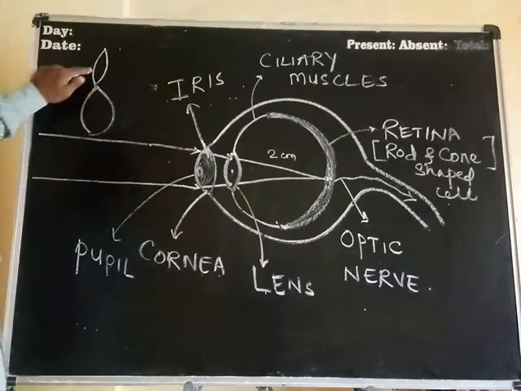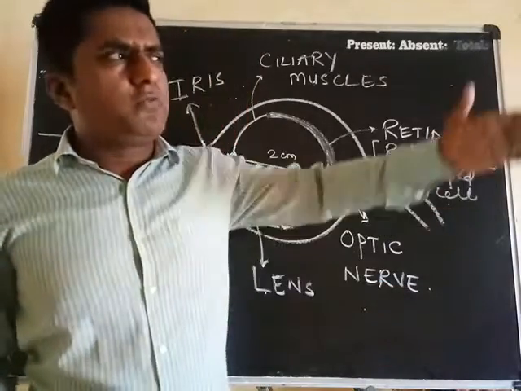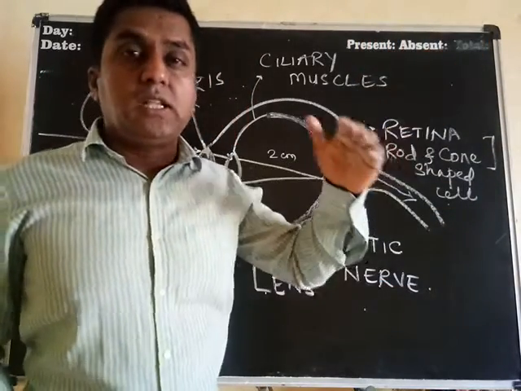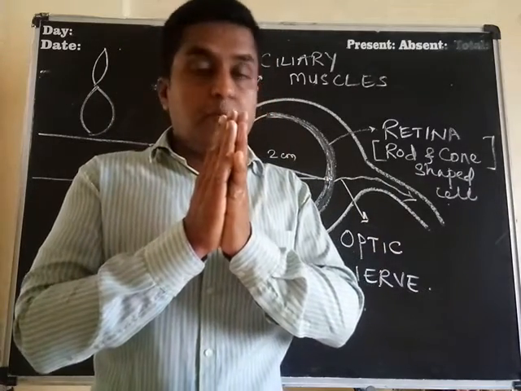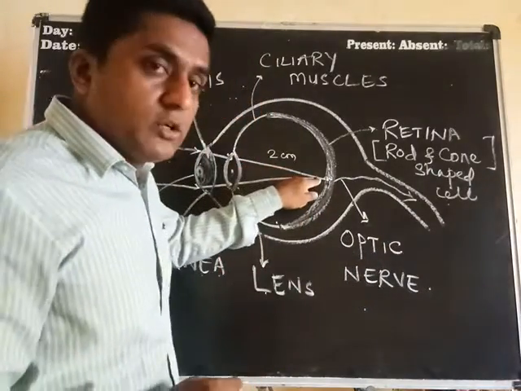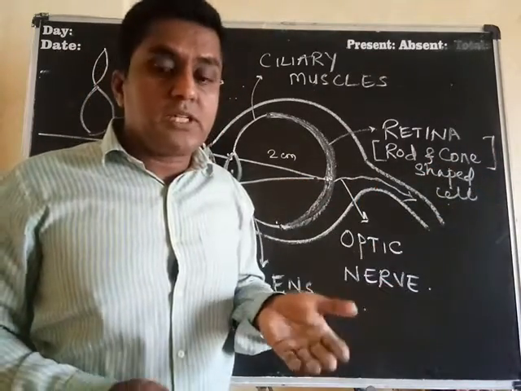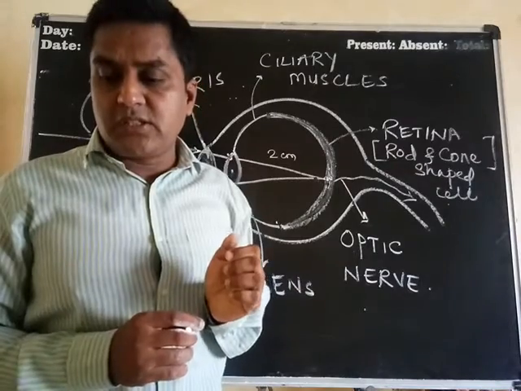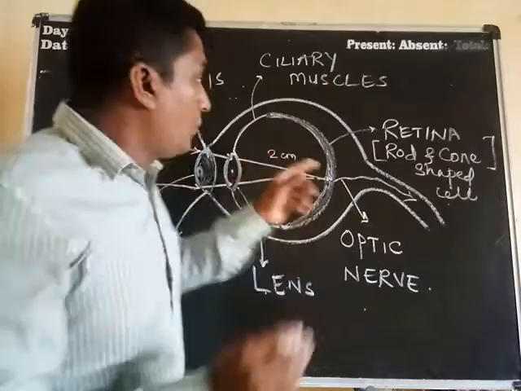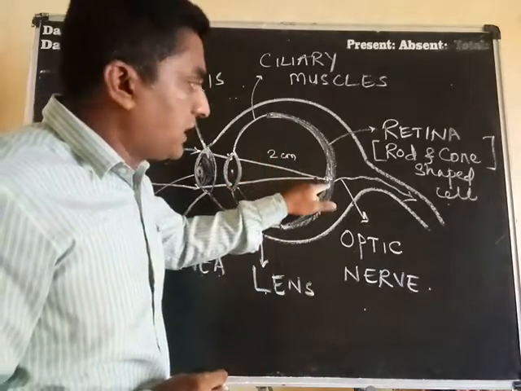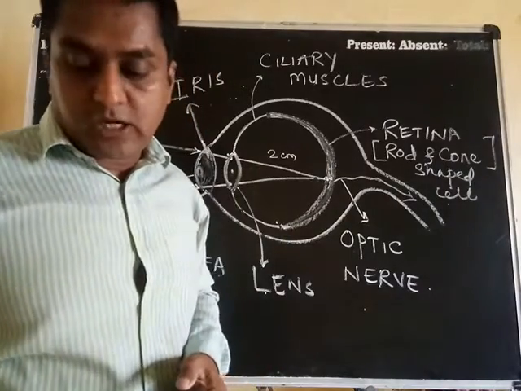But when does the lens become very flat? When you are watching an object which is very far away from you, like a mountain, then the lens tries to be flat because it needs to make the focus exactly on the retina. And in the second case, when you are watching a very close object, nearby, then the lens becomes bulged, round, so that again the focus will be exactly on the retina. So this adjustment of focal length is called the power of accommodation.